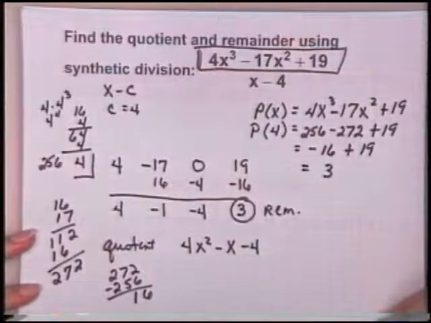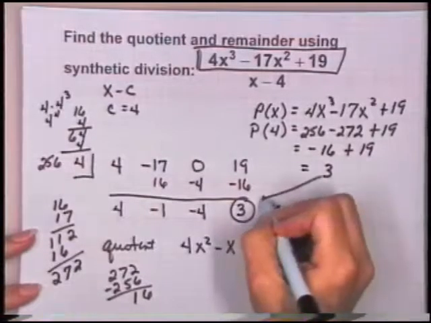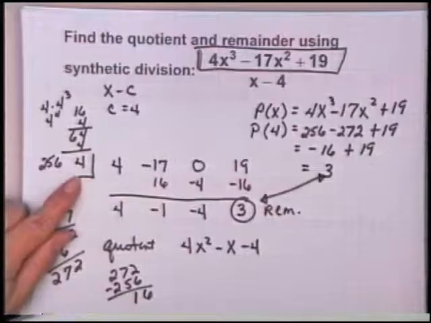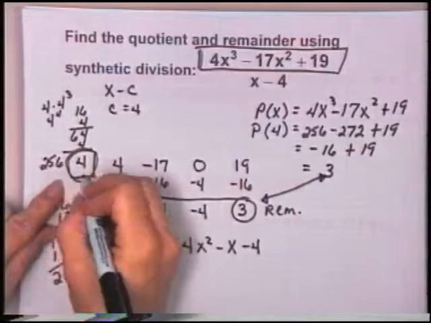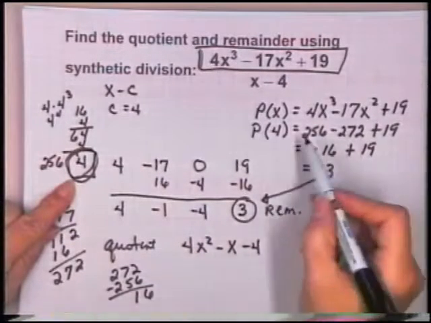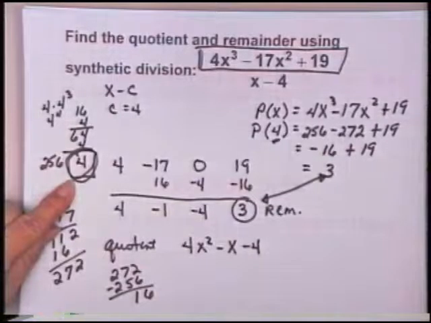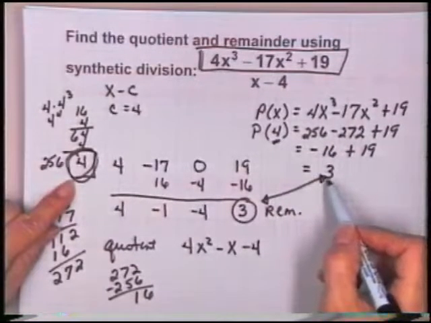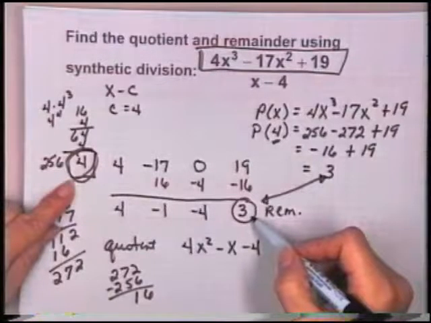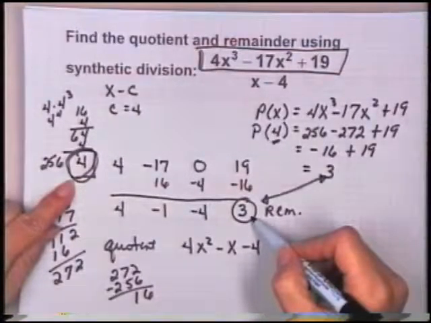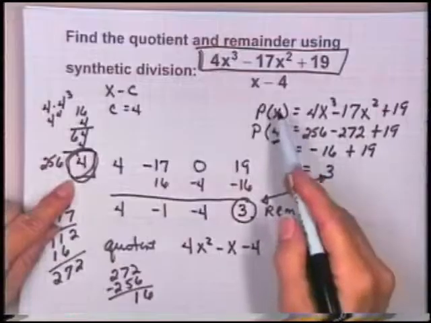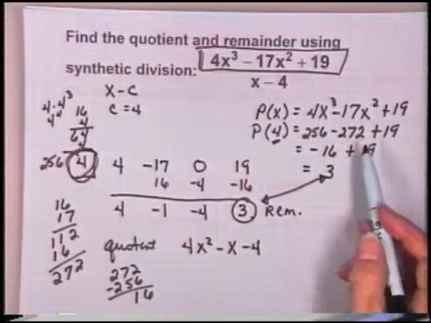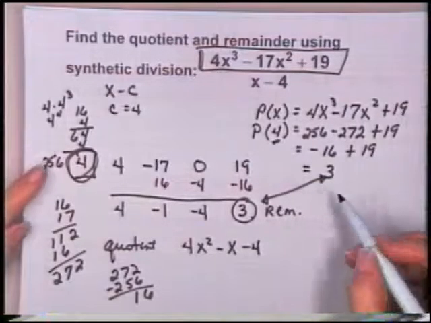I want you to notice something happened that's not necessarily a coincidence. Look at that remainder right there, and look at that value right there. What were we dividing by? We were dividing by 4. What did I put right here? 4. If I substituted 4 into this polynomial, what did I get? I got 3. What was my remainder? It was 3. Now, obviously, substituting that 4 in up here was a lot of work, wasn't it? Especially without a calculator. We had to do a lot of work to come up with that 3.